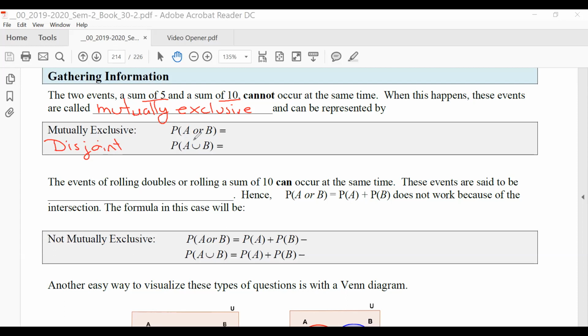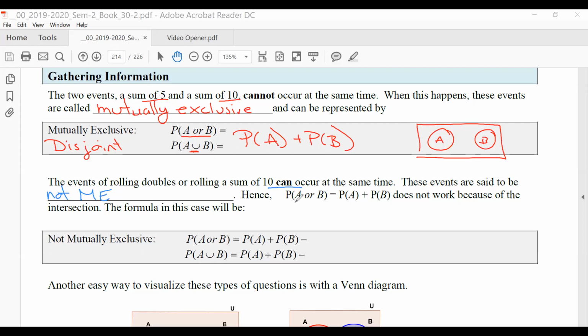So if I want to find the probability of A or B, or remember there's our symbol, union, adding these things together, if they can't happen at the same time, I just simply add those together, because set A and set B are disjoint. If two events can happen at the same time, these events are called not mutually exclusive. I'm going to be lazy here. I'm just going to write ME, not ME.